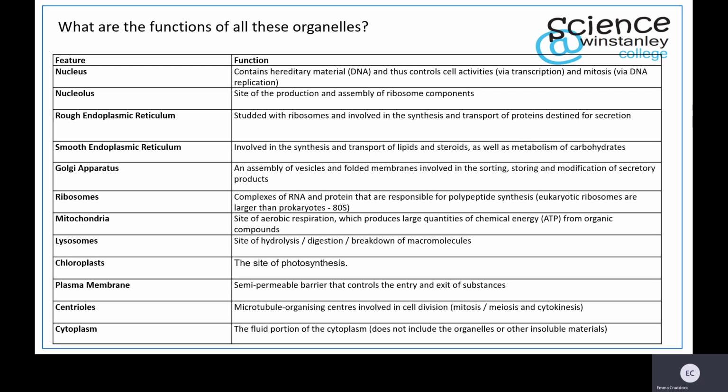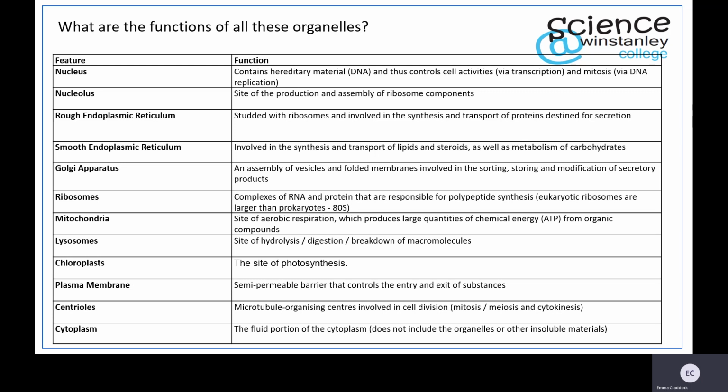Chloroplasts are the site of photosynthesis. The plasma membrane is a semi-permeable barrier that controls the entry and exit of substances. Centrioles, which are found in some plant cells and animal cells, are a microtubule organizing center which make the spindle fibers for cell division. And cytoplasm is the fluid portion of your cell where your chemical reactions happen.